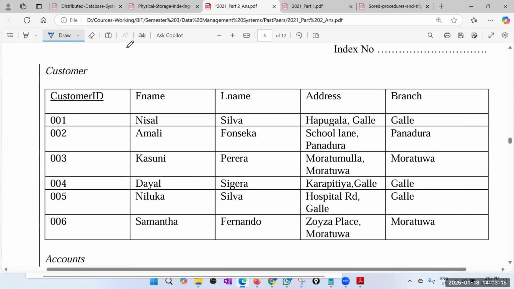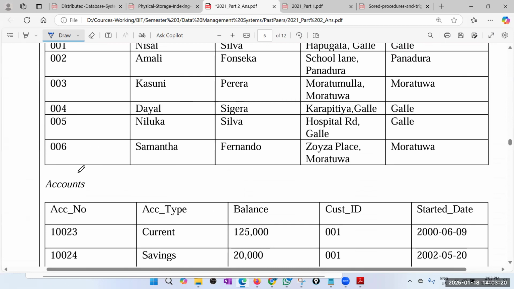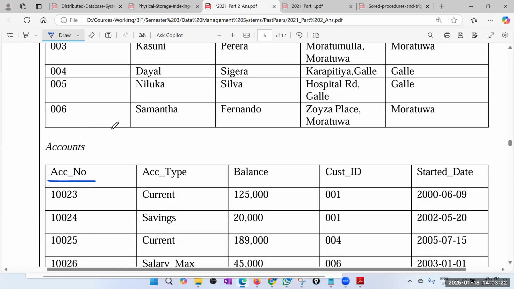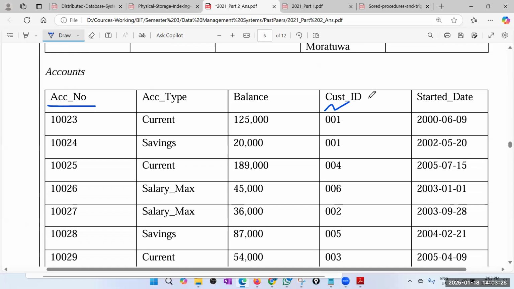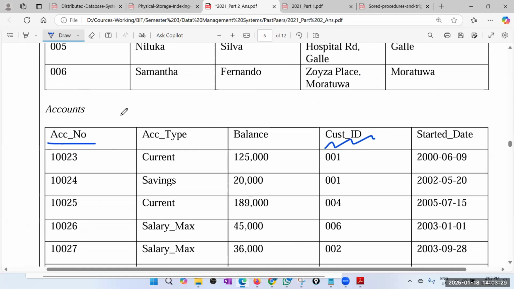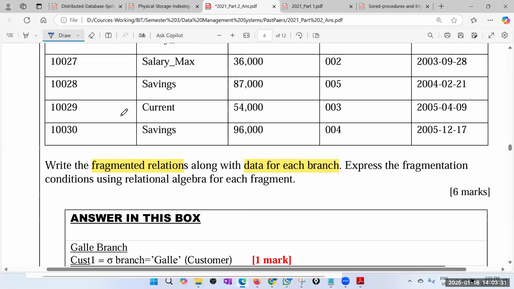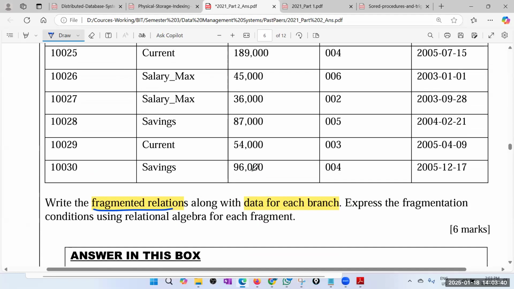Right, so these are the data and tables. Customer table, accounts table. Account number must be the primary key. Cust ID must be a foreign key from the other table. Write the fragmented relation along with data for each branch. Now this is super critical. Write your fragmented relation using relational algebraic notation.